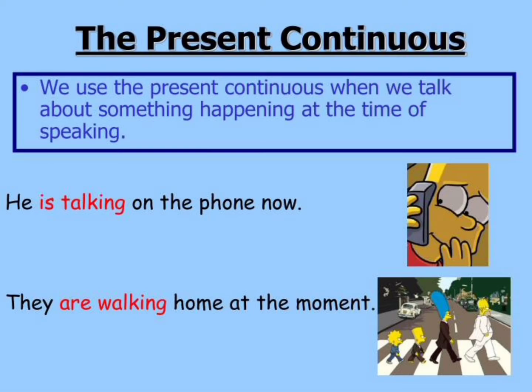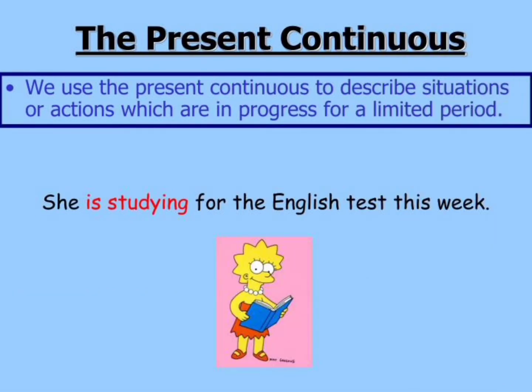very important. We use the present continuous when we talk about something happening at the time of speaking. So when we talk about something and the action is also happening at the time of speaking, in those cases we can use the present continuous tense. For example, he is talking on the phone now. They are walking home at the moment.